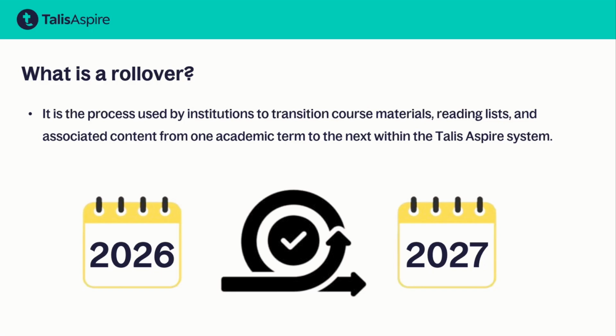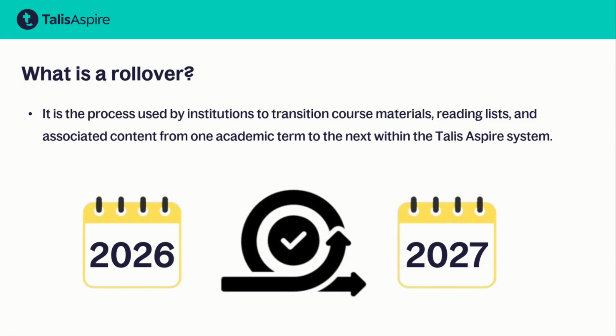As we're going to go on to see, it doesn't necessarily just have to be academic year. Some people do only have one time period for the academic year, and it might be that you're on your 25-26 academic year at the moment and you're rolling over to 26-27. It may be that you have a bunch of different time periods running simultaneously, but rolling over is basically the process of making sure that those materials are transitioned from one of those time periods to the next.